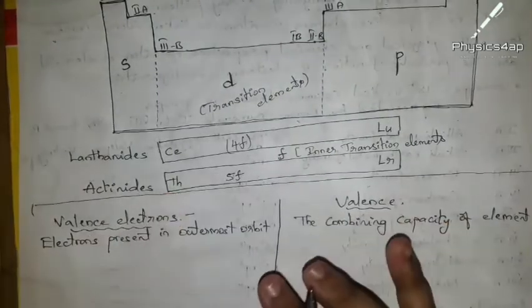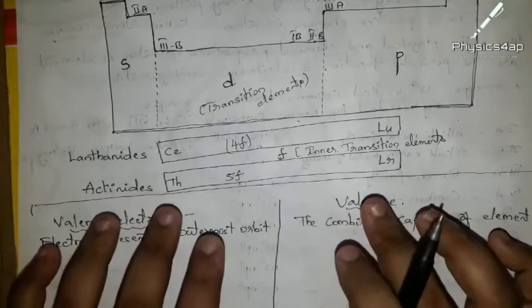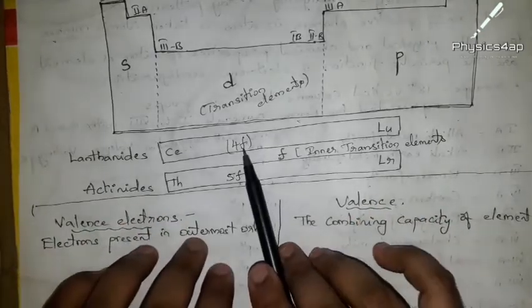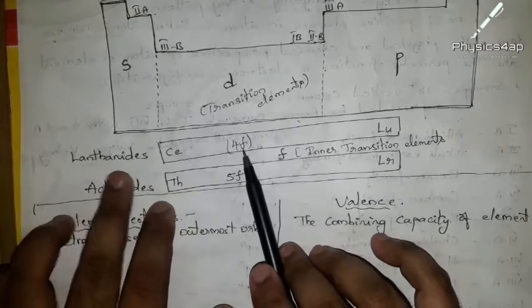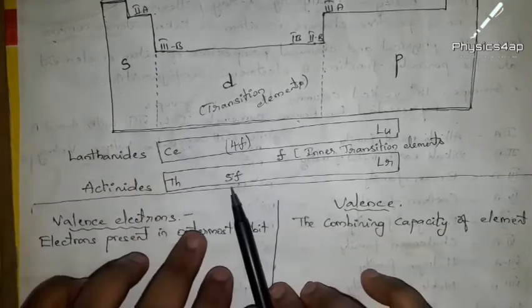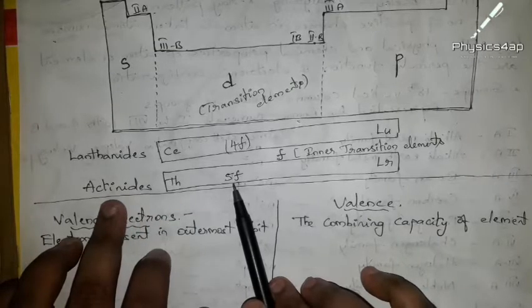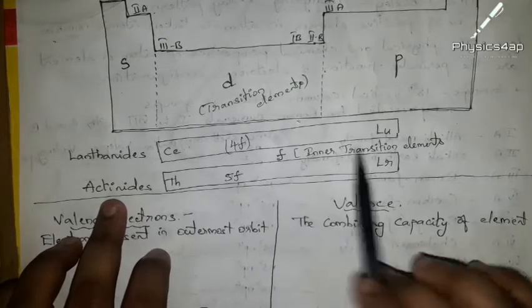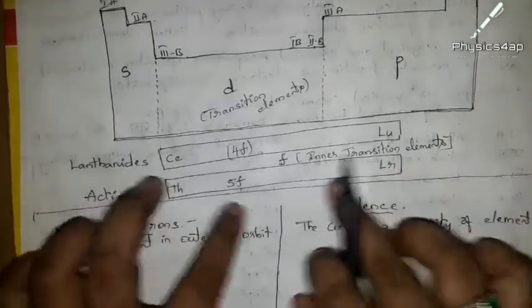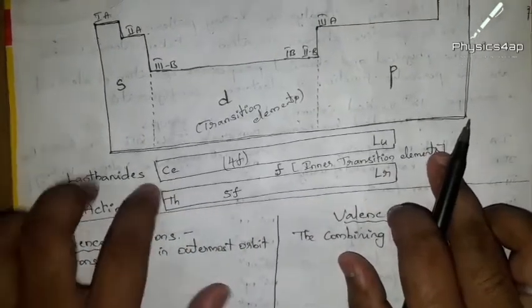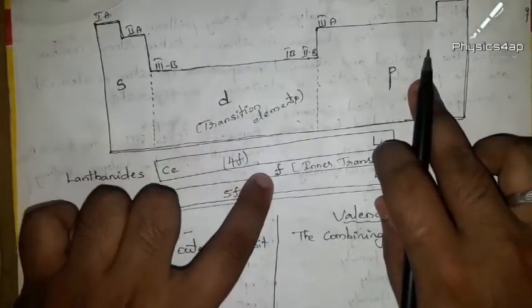In competitive examinations they may ask the name of the group of the element which ends with 4F. These are F block elements, but they are called lanthanides. Which elements end with 5F? Those are called the actinides. And the F block are also called the inner transition elements. So this is about the modern periodic table: this is the S block, this is the P block, this is the D block, and this is the F block.